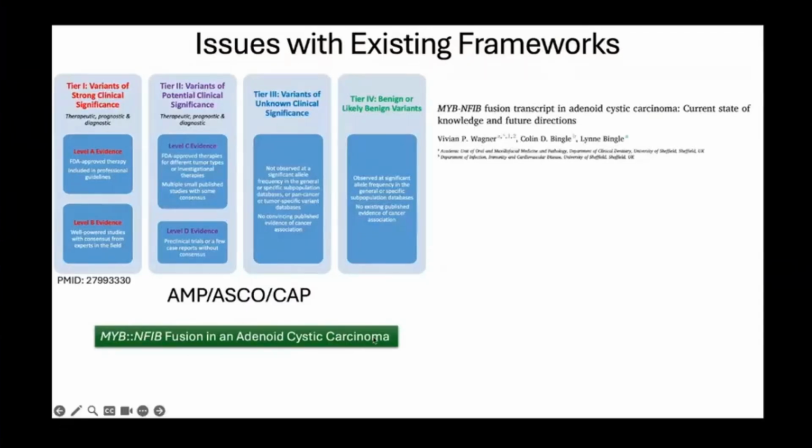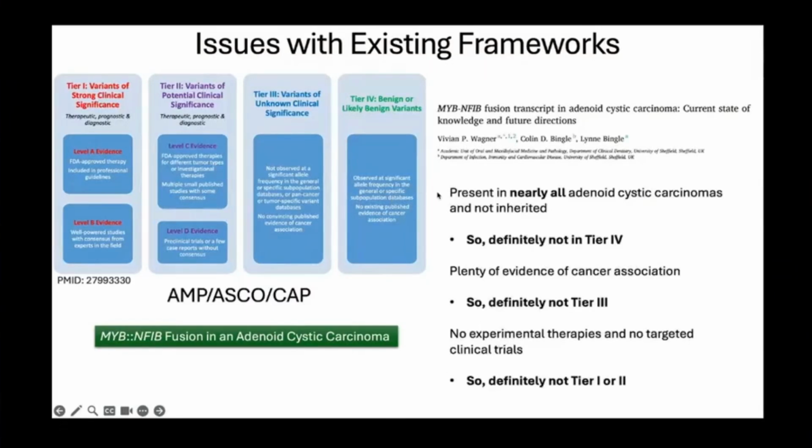So it definitely doesn't fit into tier 4. There's also plenty of evidence of cancer association, so it can't be a tier 3 either. But there's also no experimental therapies or trials for this fusion, so it's not in tier 1 or tier 2 either. So here we're in a position where there's no ideal place for an anomaly that is the main molecular driver of the tumor and also an important diagnostic finding.